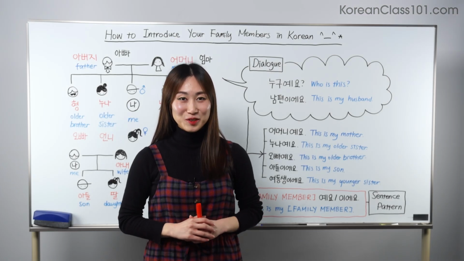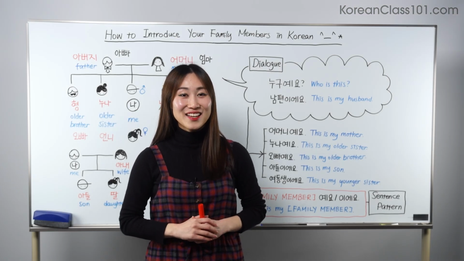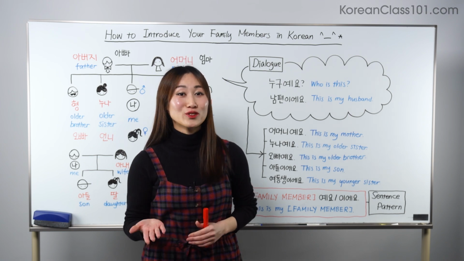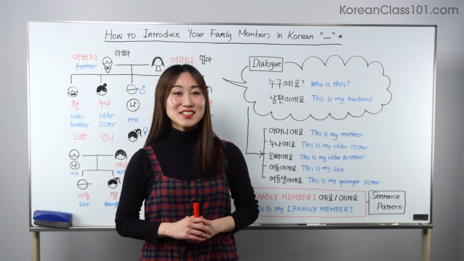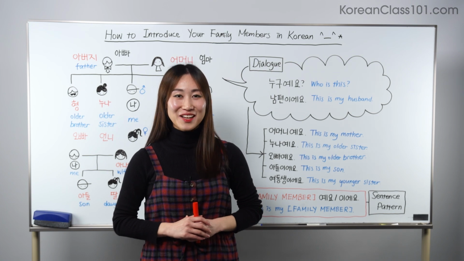Let's look at the dialogue. Two coworkers are talking and one of them is showing a picture to the other on her phone. See what family member is used in the dialogue.